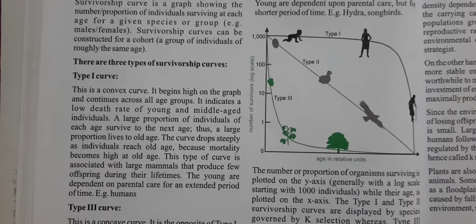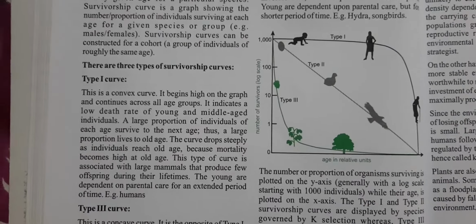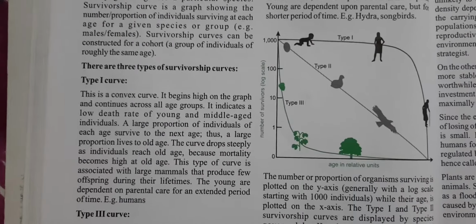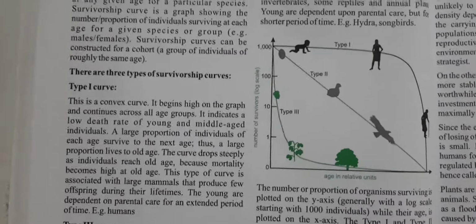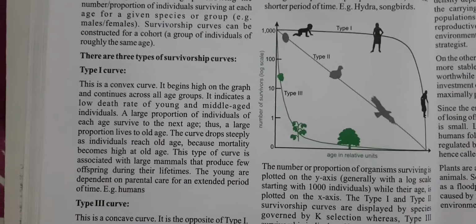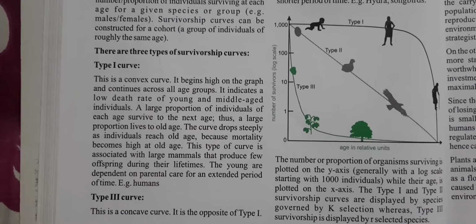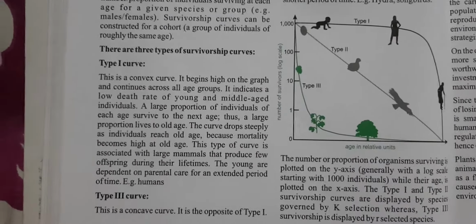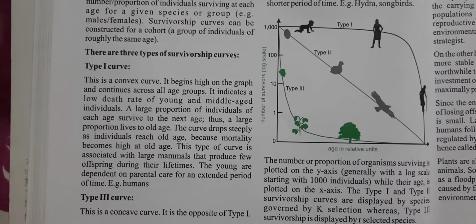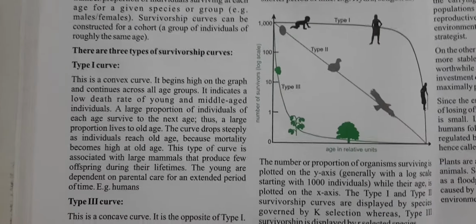This type of curve is associated with large mammals that produce few offspring during their lifetime, and the individuals are dependent on parental care for an extended period of time. So in humans we can see this type of survivorship curve.